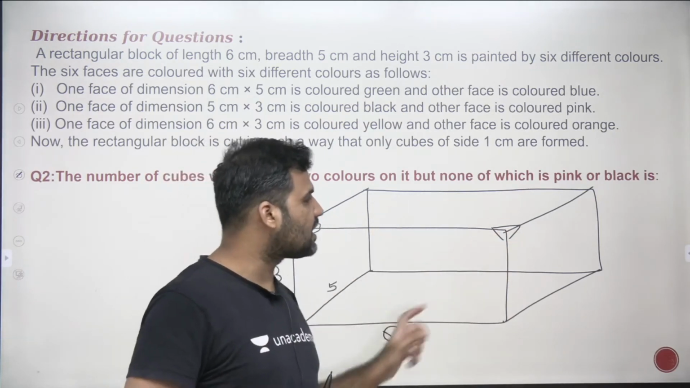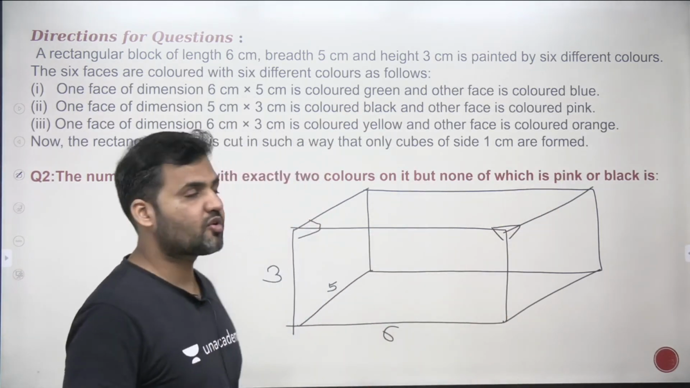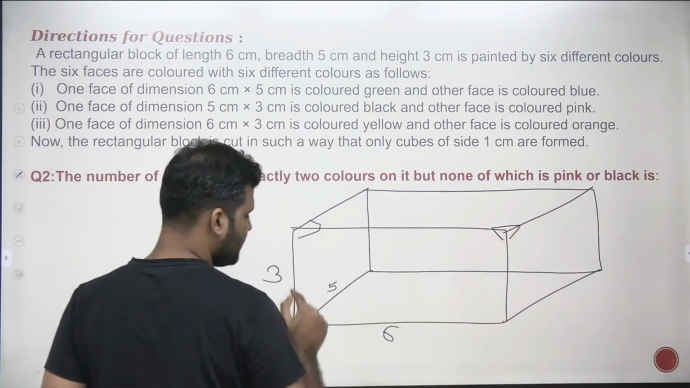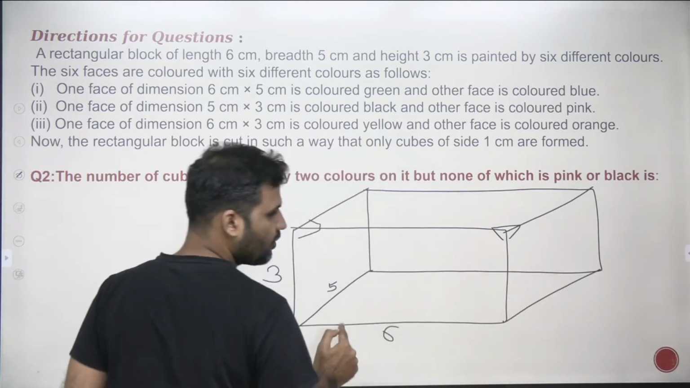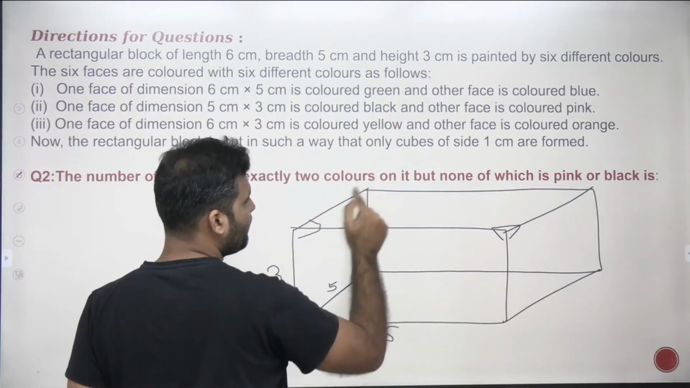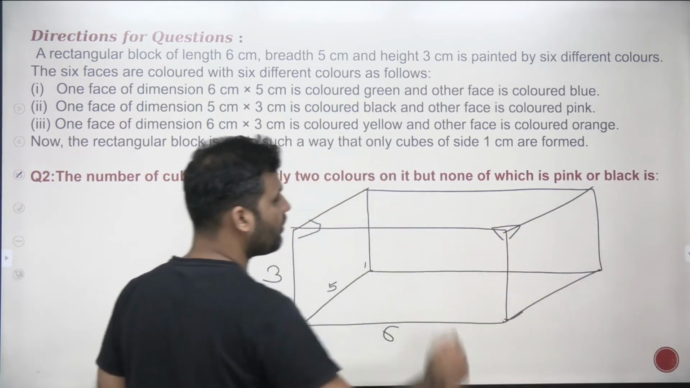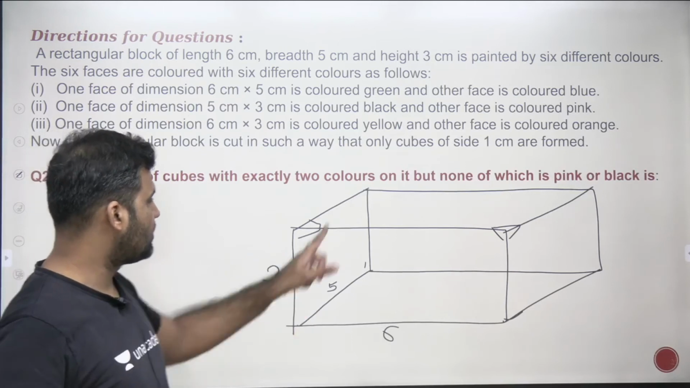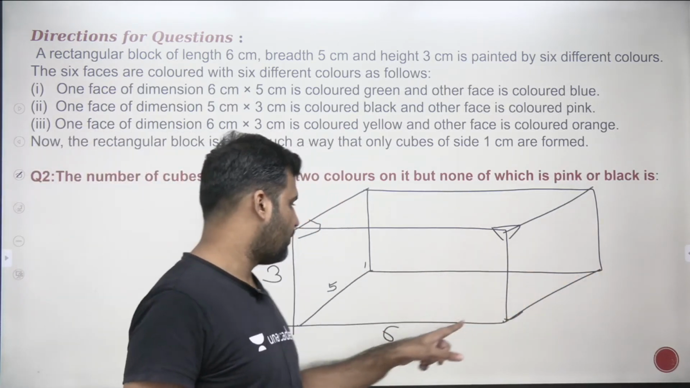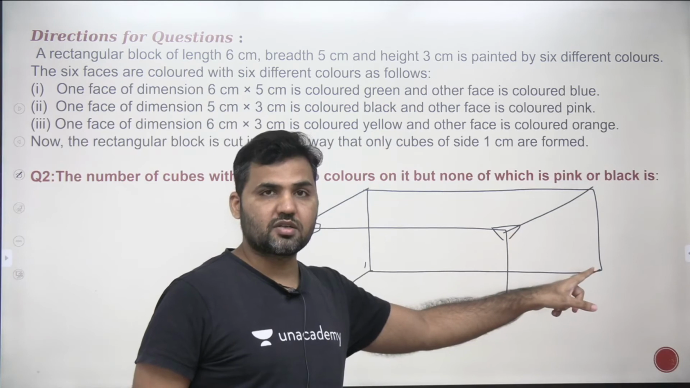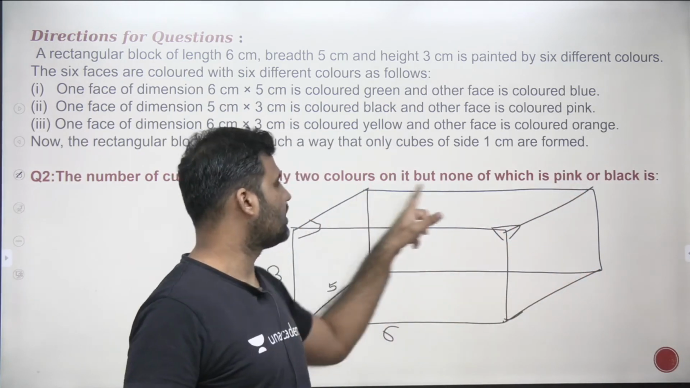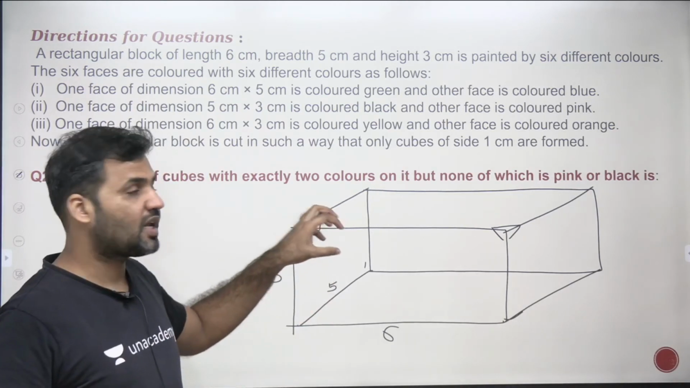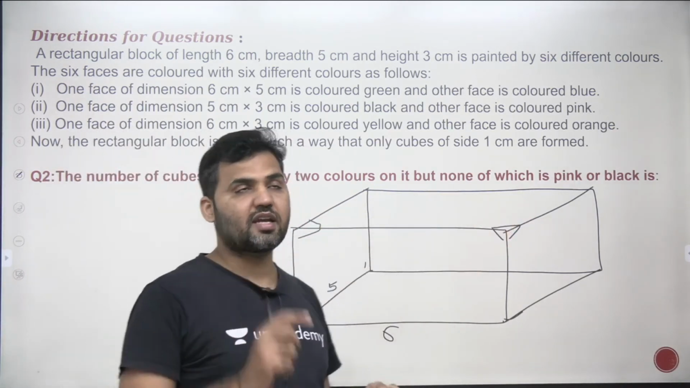How many edges are there in a cuboid? Total number of edges in a cuboid are 12, right? You see that 4 are these edges, 4 plus 4, 8, and you see that 4 are these edges, right? So total number of edges in a cuboid are 12, right? 4 are these vertical, 4 are the edges of the floor, 4 are the edges on the roof. So total number of edges are 12. Every cube which is coming from the edge except the corners will have 2 sides painted on it.